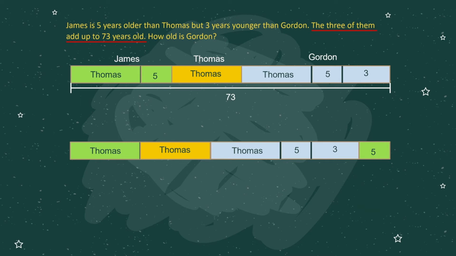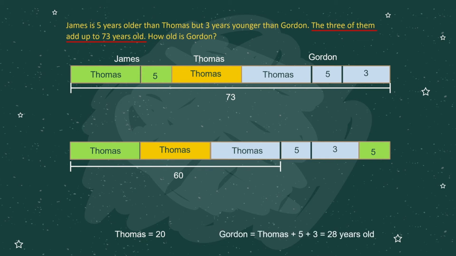We can group all the Thomases together and the numbers together, and the length of this is still 73. But now we can see that since the right-handmost parts are 5, 5, and 3, which adds up to 13, this other part would have a length of 73 minus 13 equals 60. But this part we know is made up of 3 Thomases. So this means each Thomas bar is 20, and therefore Gordon is 20 plus 5 plus 3 equals 28 years old.